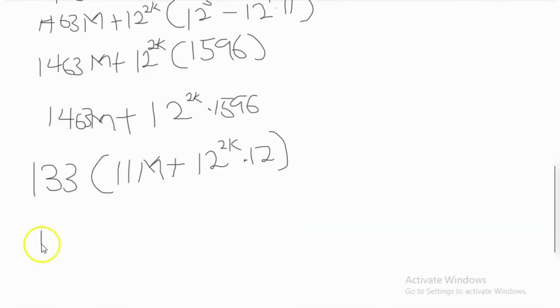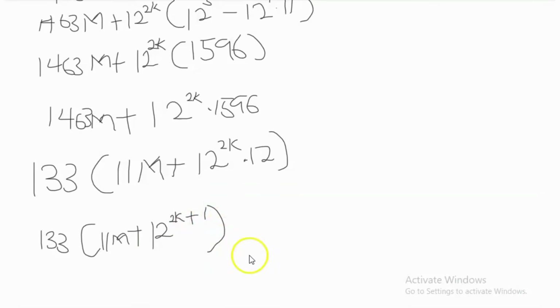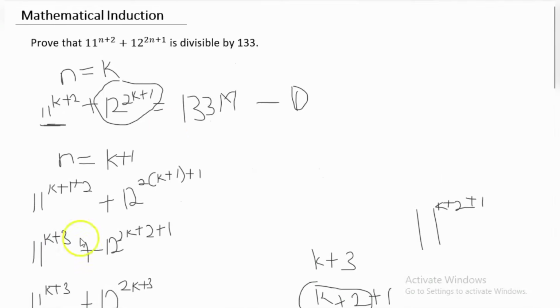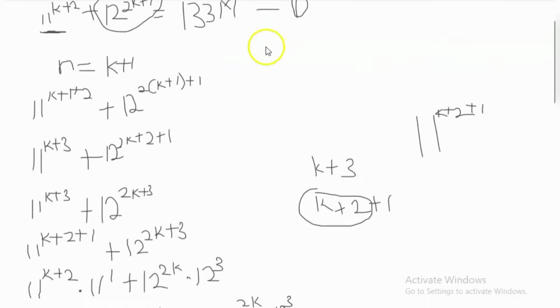But we can go further and write this properly. 133 into 11m plus 12 to the power of 2k. Now, I'm sure that you know there's an imaginary one here. Alright, any number would have an imaginary one as its power. So that means this is 12 to the power of 2k plus 1. We can write it like this. Okay, so now this is our answer. Because this is an integer, any number that would be here would be an integer. It means that 133 can go in our original question, meaning that this is divisible by 133.